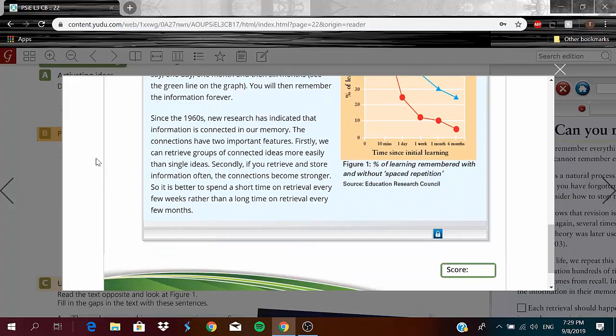Since the 1960s, new research has indicated that information is connected in our memory. The connections have 2 important features. Firstly, we can retrieve groups of connected ideas more easily than single ideas. Secondly, if you retrieve and store information often, the connections become stronger. So it is better to spend a short time on retrieval every few weeks rather than a long time on retrieval every few months. Okay, so that was the text.